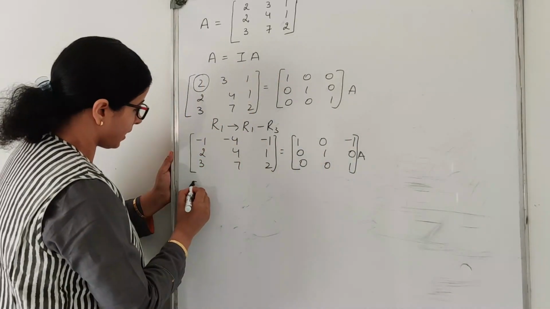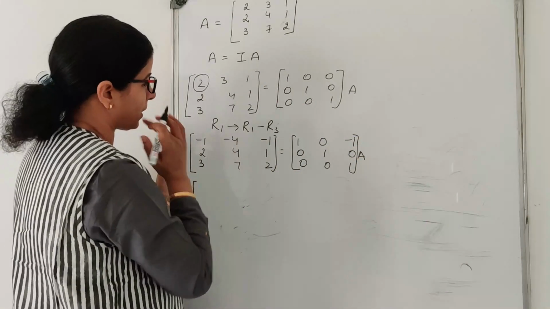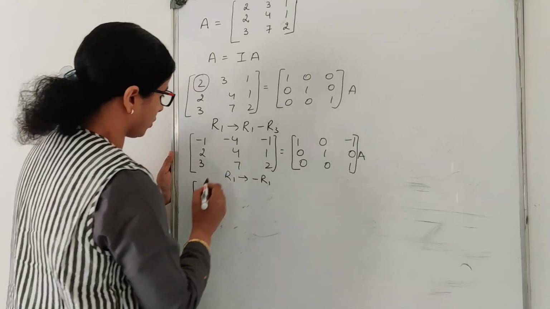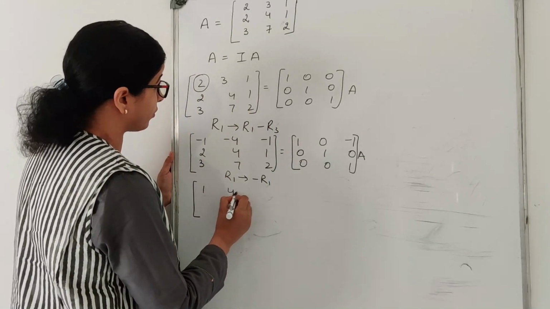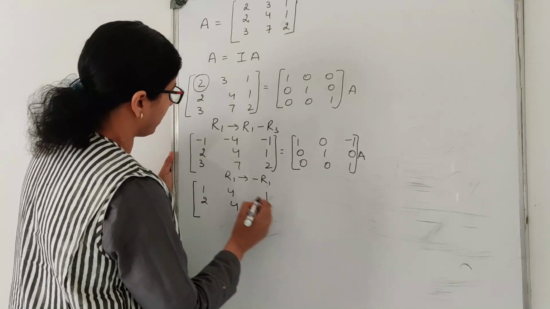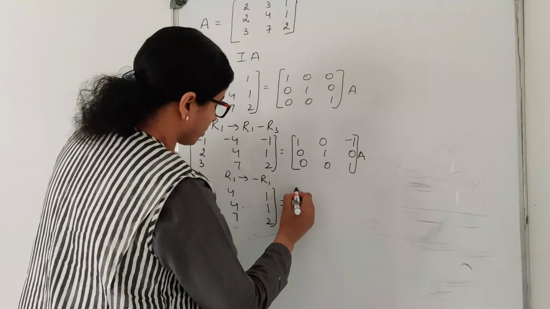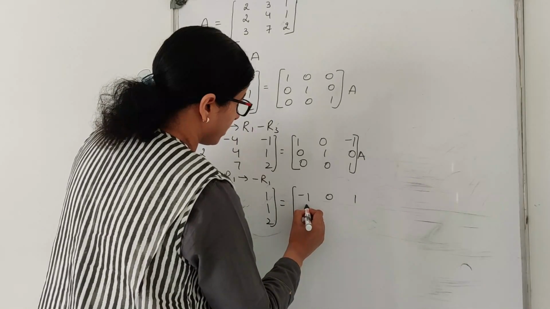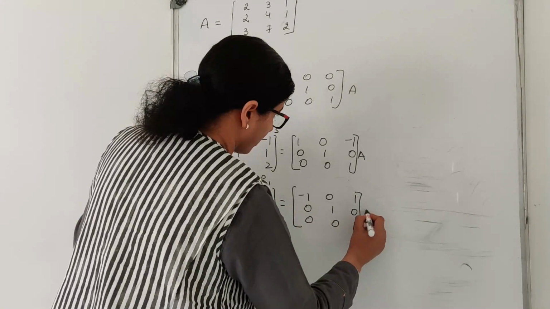Now next, what do we have to do? Multiply by the minus sign. So R1 tends to minus R1. Since row 1 is multiplied by minus sign, 1, 4, 1, 2, 4, 1, 3, 7, 2 will become minus 1, 0, 1, 0, 1, 0, 0, 0, 1.